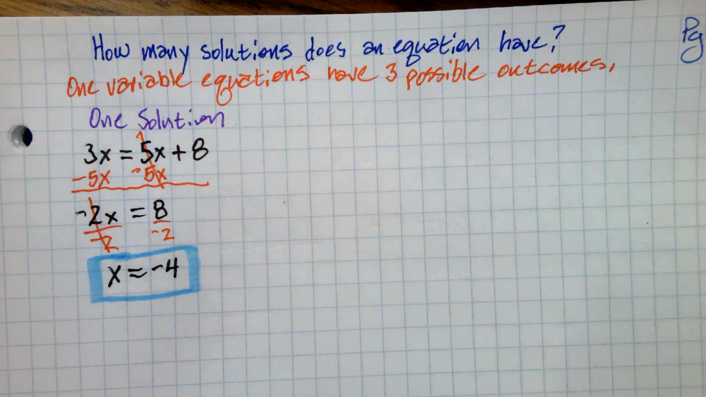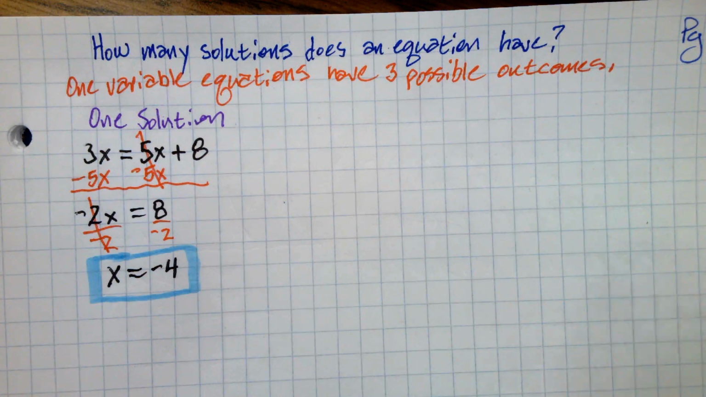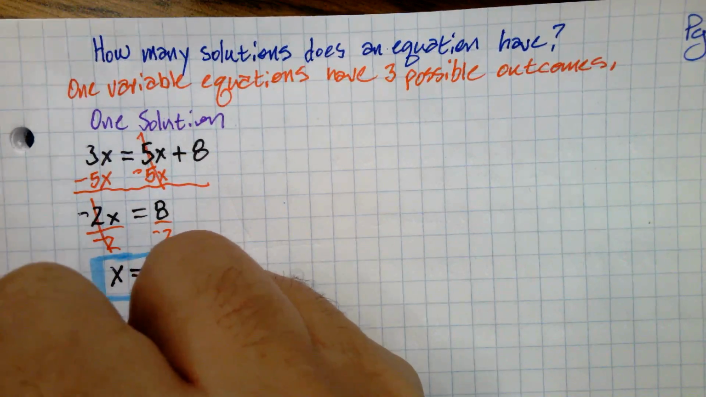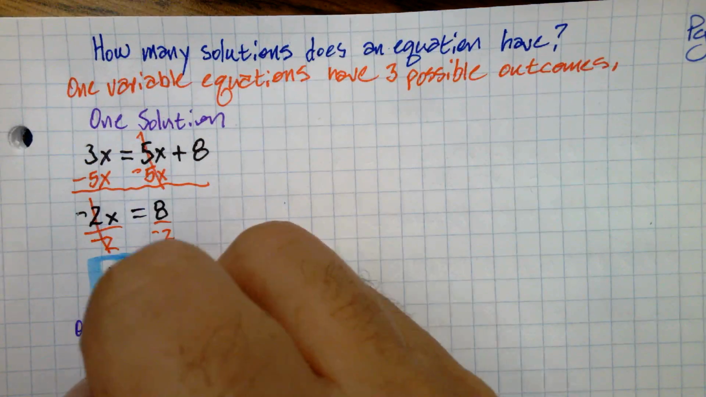In other words, it wasn't x equals negative 4 and it also equals 5 and that equals 16. I didn't get multiple answers. I just got that one answer. This is one solution. Okay? And this is every time we've solved, this is what we've gotten.